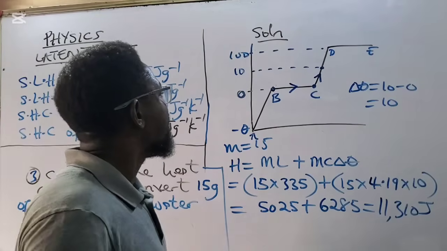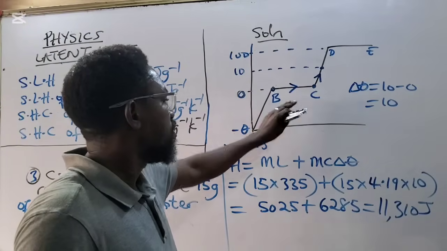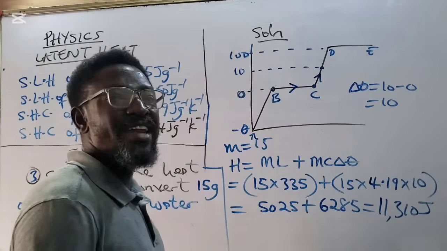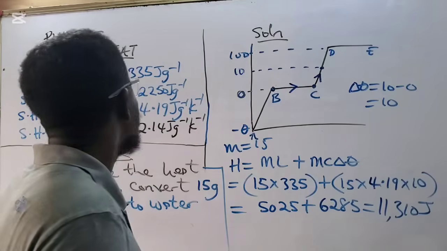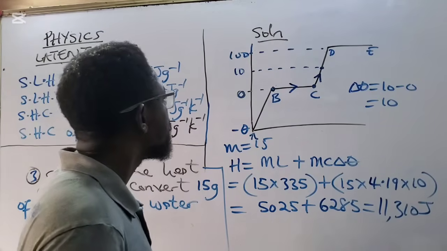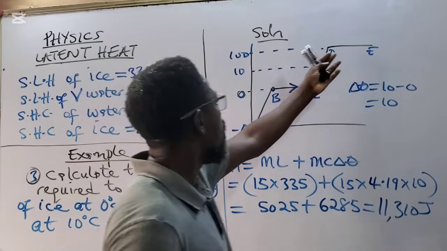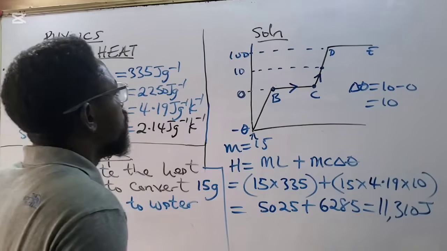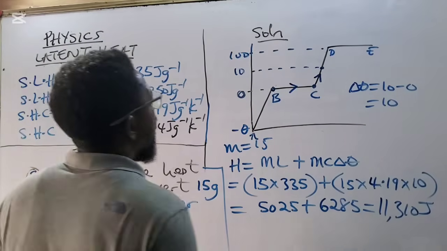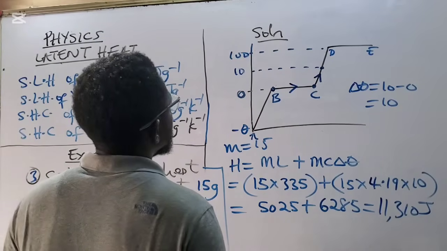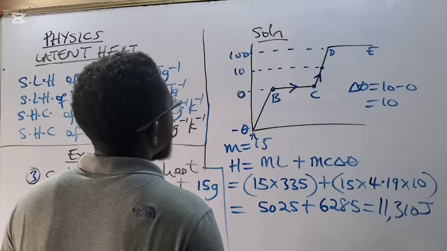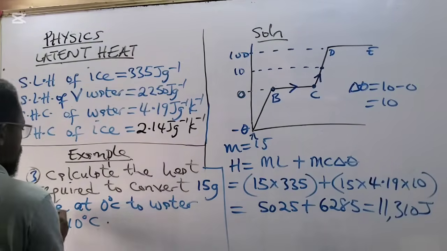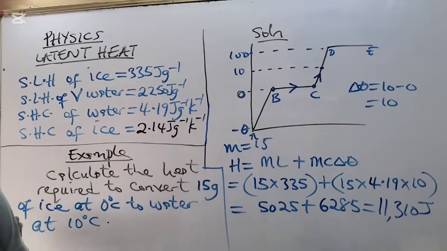So if you understand this diagram, you will be able to do any calculation under latent heat, whether I'm moving from down up or from upward down. Let's see one question to illustrate when you convert water to ice. Let's take an example. Calculate the heat required.